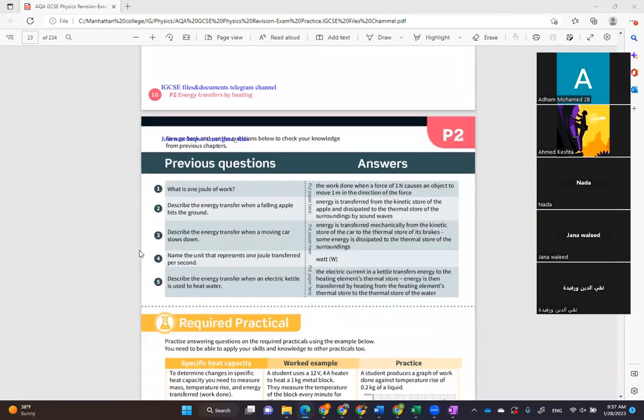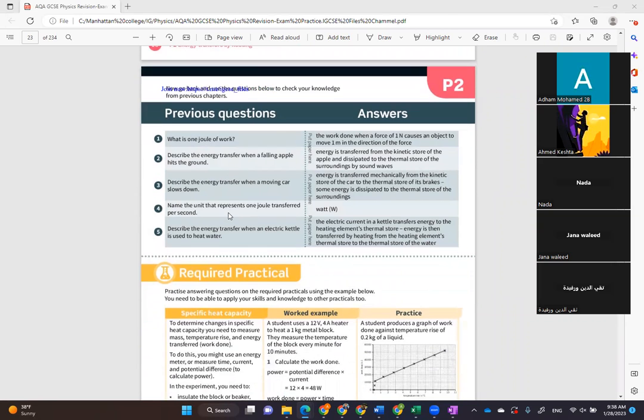We're done now. This is some of the definitions. What is 1 joule of work? The work done when one force causes an object to move 1 meter. Describe the energy transfer when a falling apple hits the ground. Energy transfers from the kinetic energy store to the thermal energy store.